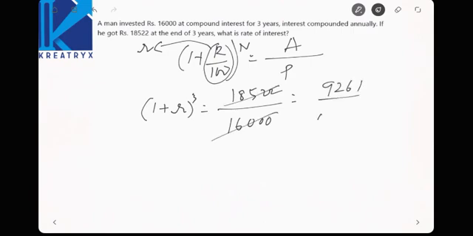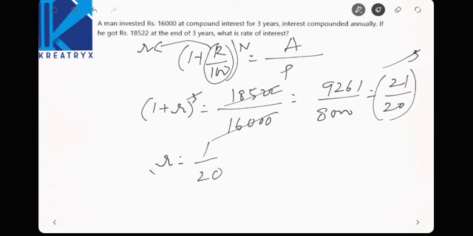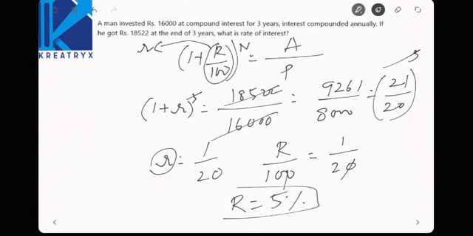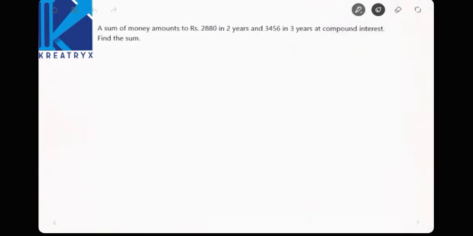Now that is, upon simplification, what becomes this? 9261 by 8000, divided by 2, you will get easily. Now 9261 is nothing but 21 cube, 8000 is nothing but 20 cube. Now cube gets cancelled. Now r value will be how much? 1 by 20. Now substitute r by 100 in the place of small r. Now r is how much? Rate of interest will be 5%, right? Easy calculations, you have to check the technique only.